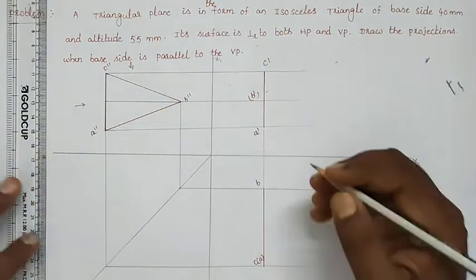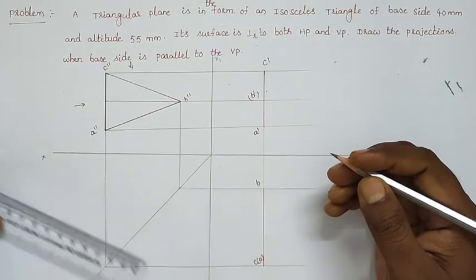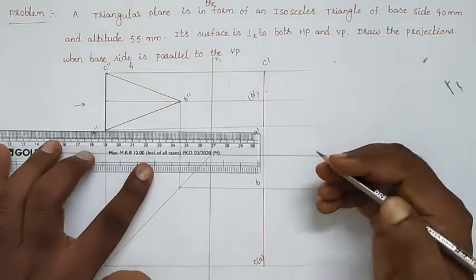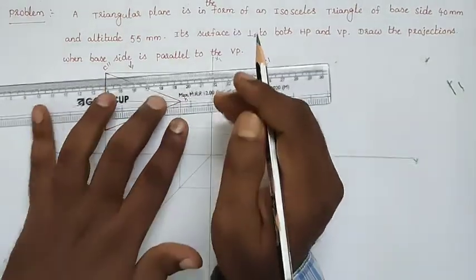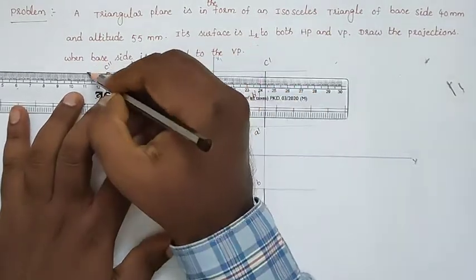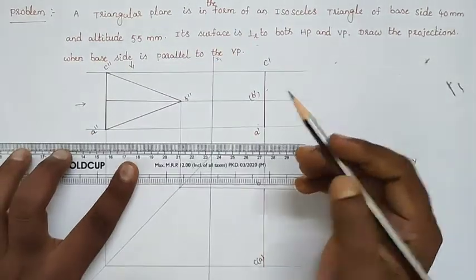After constructing the front view, top view and side view, you can represent the dimensions which are given in our problem. So what are the dimensions they are giving in our problem? You can mention all the dimensions.